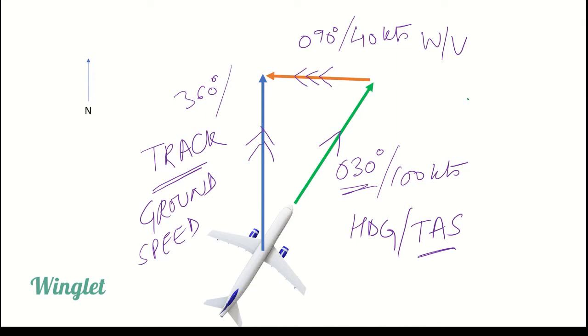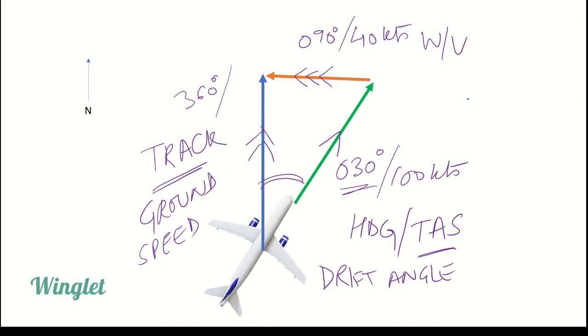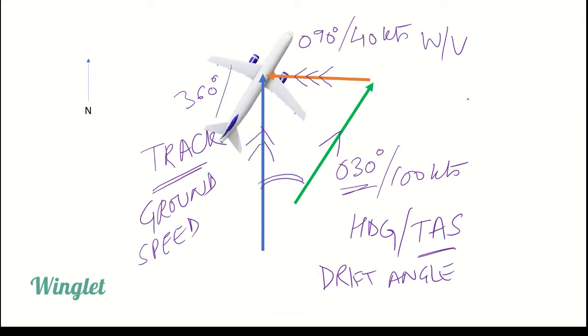And the difference between the track and the heading is called drift angle. Why is it called the drift angle? Because this is the difference between where your nose or your aircraft is pointing, and track is the actual path on which your aircraft is traveling. So how is your aircraft actually traveling? Your aircraft is actually traveling like this.